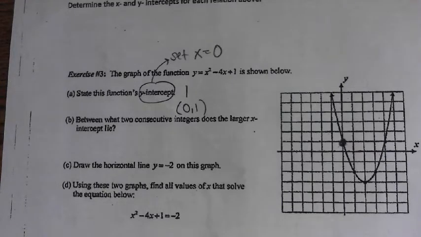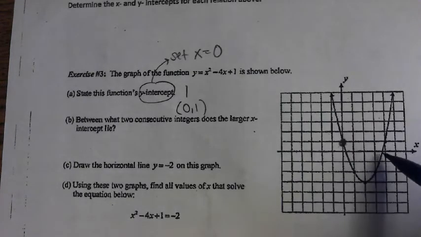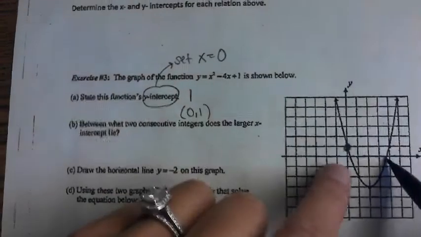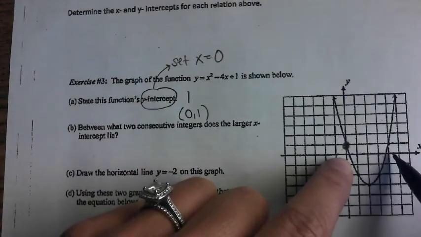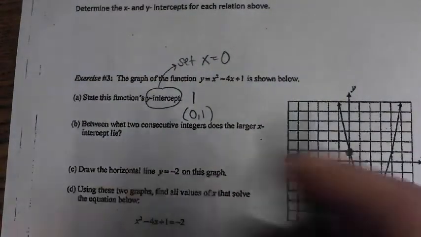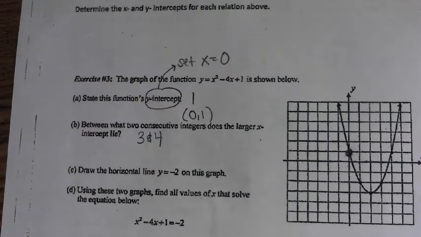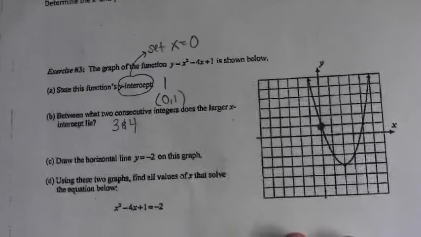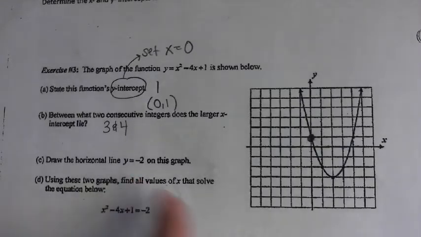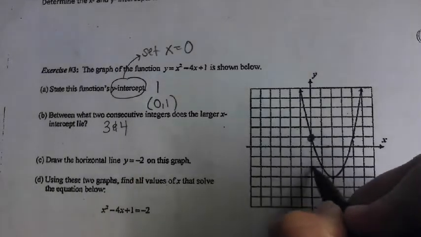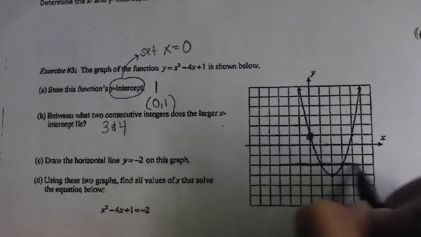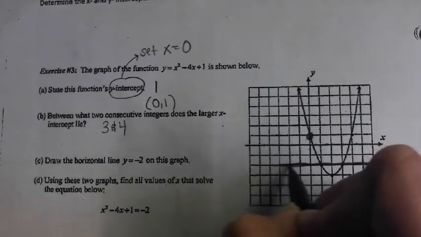Now we have two x-intercepts. They're asking between what two consecutive integers the larger one lies. Well, here's the larger one, no doubt. So 0, 1, 2, 3, 4, it's between 3 and 4. Part C asks us to draw the horizontal line y equals negative 2, which hits the graph twice.